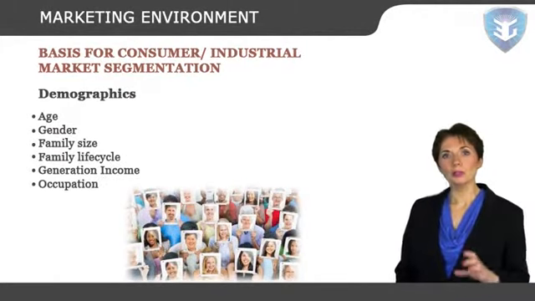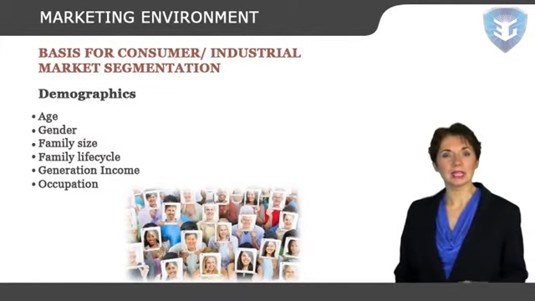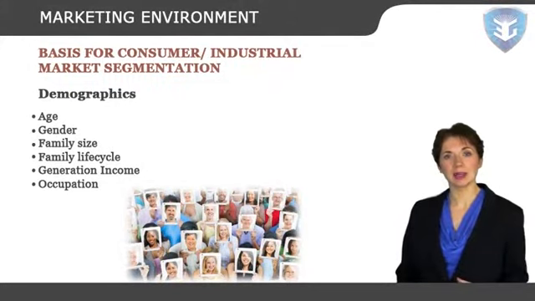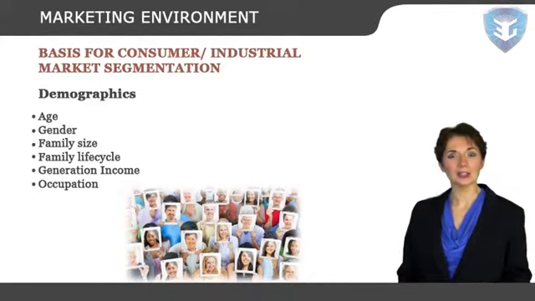Demographics. One common way of segmenting a market is through the use of demographics. Some demographic segmentation variables include age, gender, family size, family life cycle, generation (baby boomers, Generation X, etc.), income, occupation, education. Industrial markets might be segmented on characteristics such as ethnicity, nationality, religion, social class.